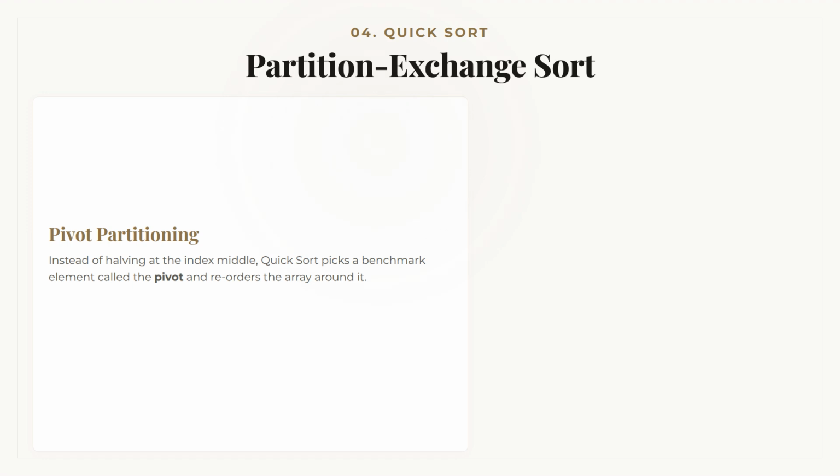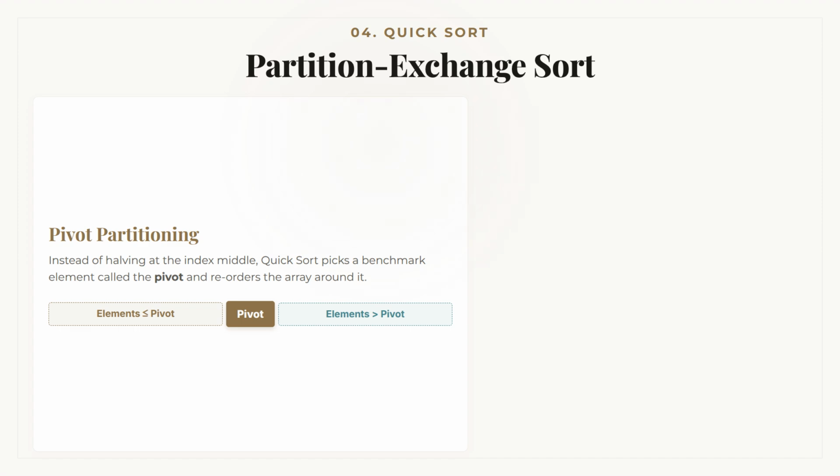Instead, it chooses an element called the pivot. The pivot acts as a reference point for partitioning. During partitioning, all elements smaller than or equal to the pivot are moved to its left. All elements larger than the pivot are moved to its right. After partitioning, the pivot automatically reaches its correct position in the sorted array.